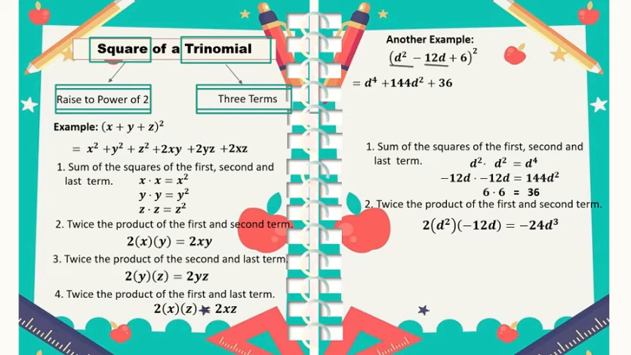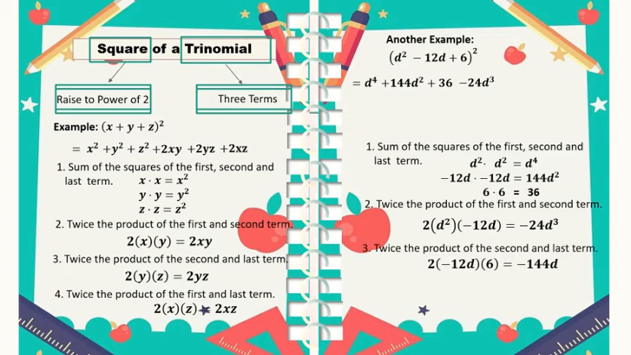Next, twice the product of the second and last term. So our second term is negative 12d. Last term is positive 6. Multiply by 2, we have negative 144d. Step 4, twice the product of the first and last term. So our first term is d squared, last term is 6, multiply by 2. We have positive 12d squared.